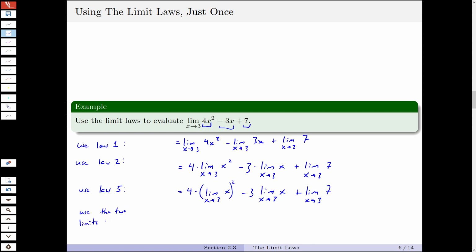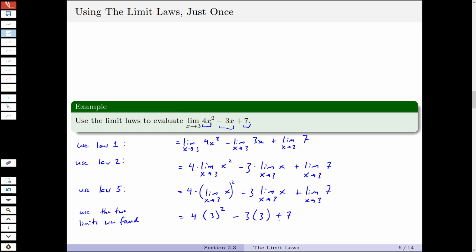So we're going to use the two limits we found to write this as 4 times 3 squared minus 3 times 3 plus 7. And this allows us to easily compute what's going on as a number, but I don't even find that number really important here. So I'm going to consider this part done, but I'm not going to write down what that number is, because what I want to do is focus our attention on something. What does this look like?